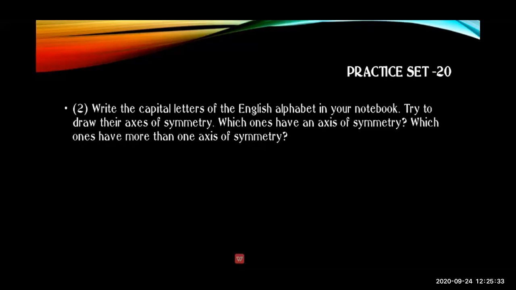Here what you have to do is write all the capital letters in your notebook. Just listen to it first properly. You have to write the capital letters of English in your notebook.